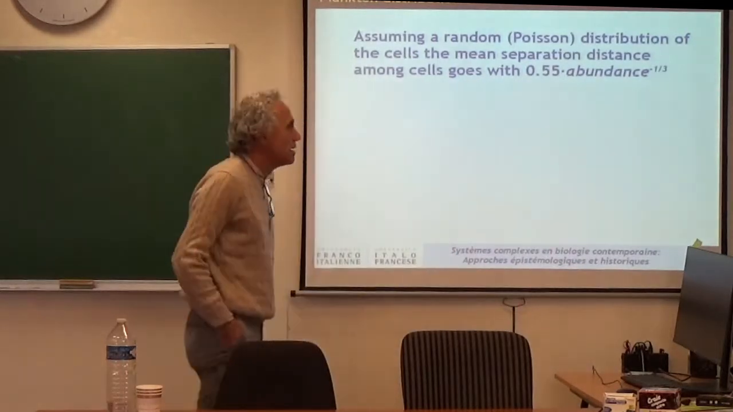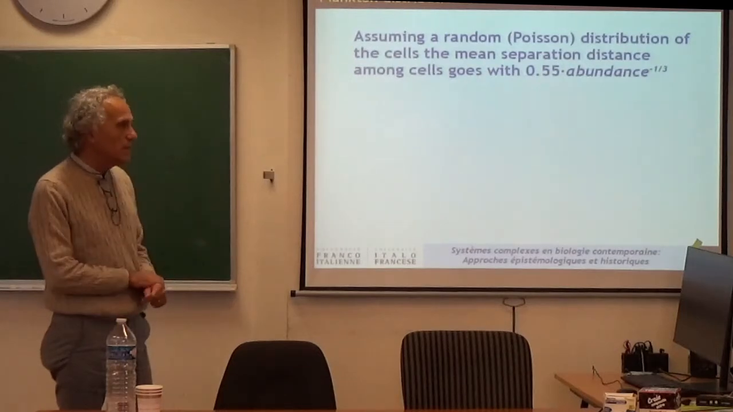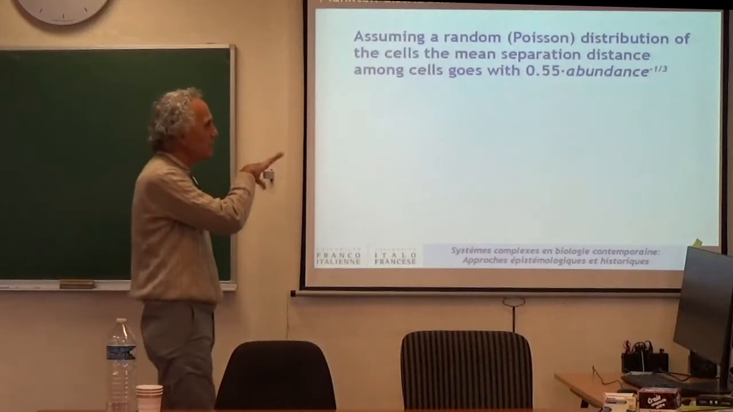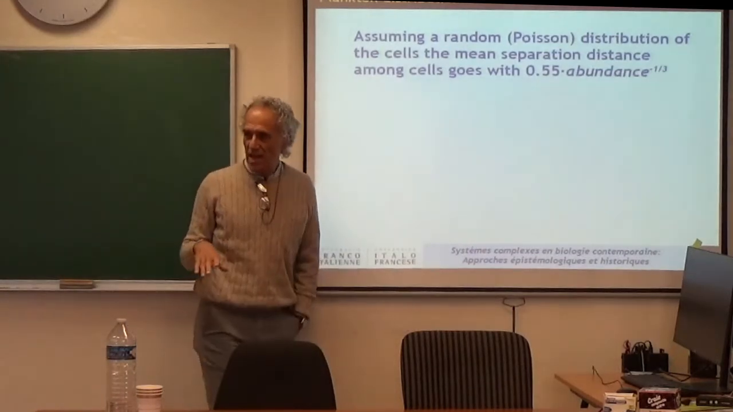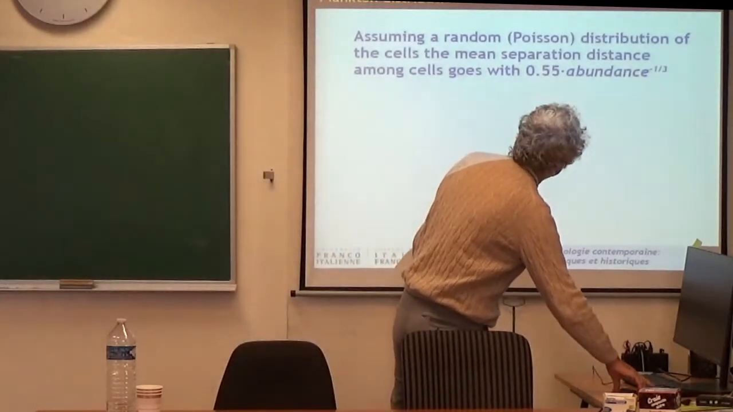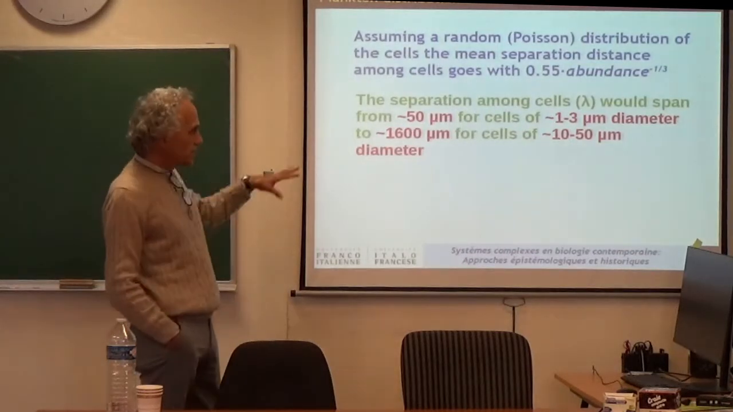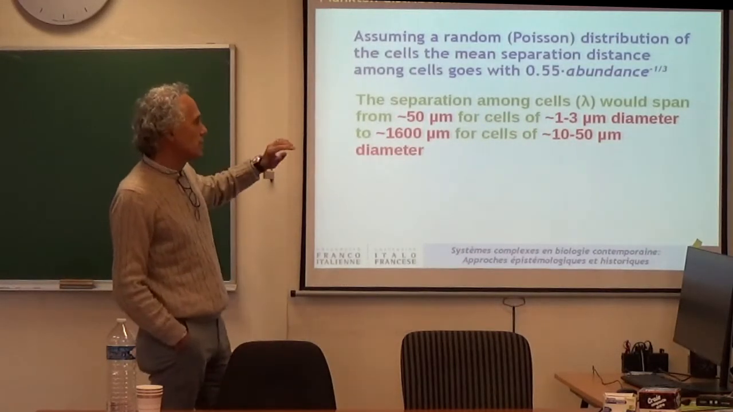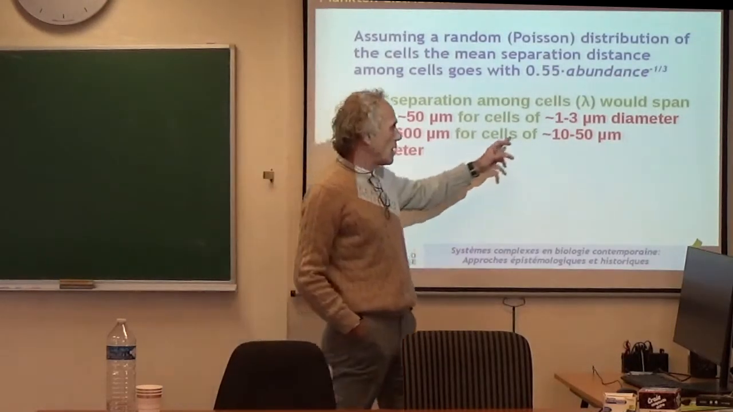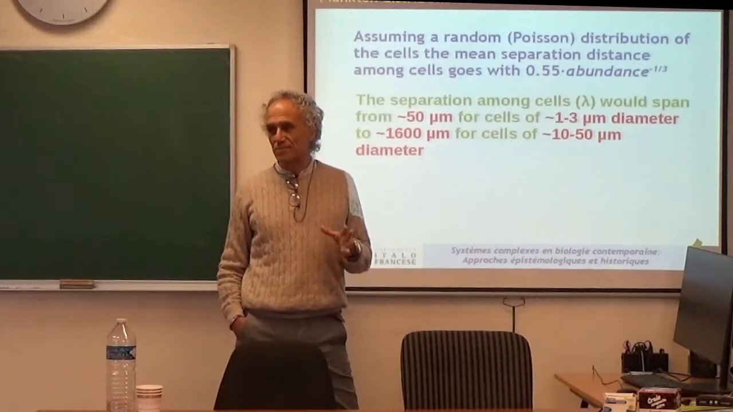And then we have so many organisms, we said that the density per milliliter is quite high, but then comes the other problem. If you assume that they have a random distribution, and then you take the average distance among the plankters, among the cells, then you come out with an average separation lambda that goes from 50 microns to 1600, which means from 1 to 3 cell diameters to 10 to 50 cell diameters. So they are to some extent diluted.